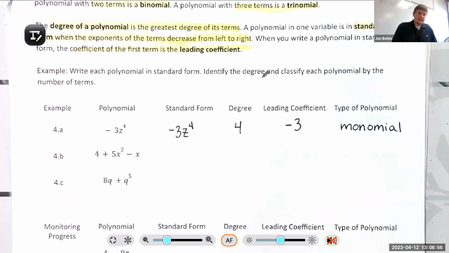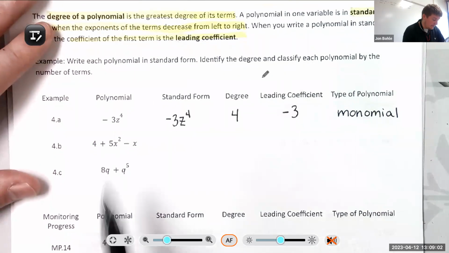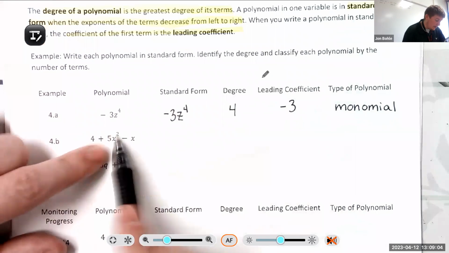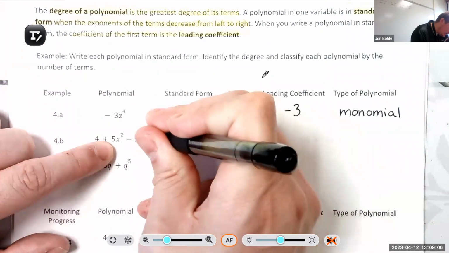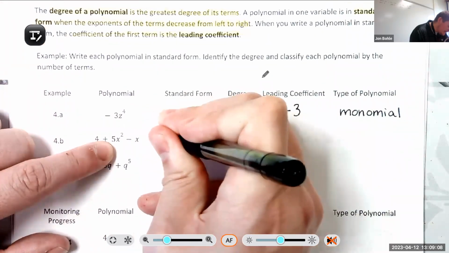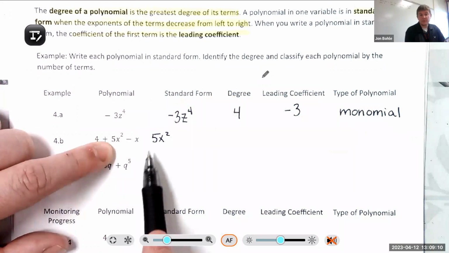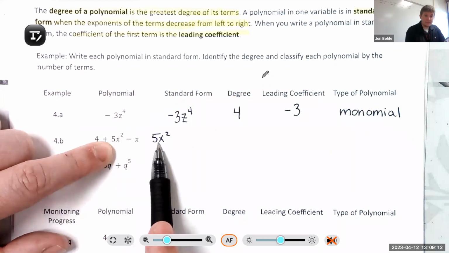Okay, for B, standard form, we want highest exponent to lowest exponent. So we're going to find the variable with the largest exponent here first. That's going to be 5x squared. So that's going to go first. Since it says plus 5x squared, we're going to have a positive 5x squared here.